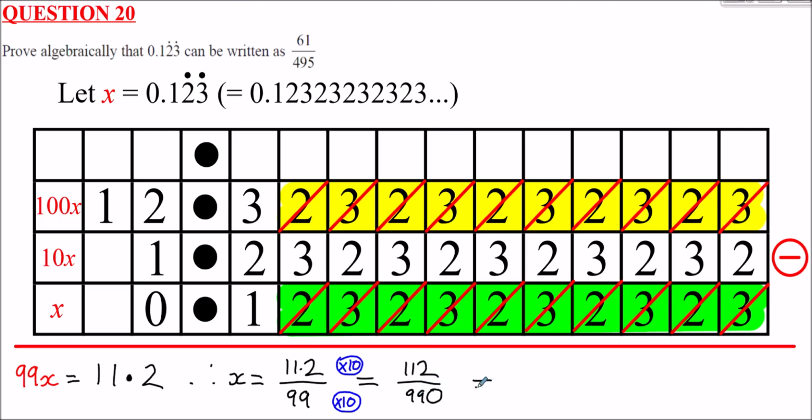And finally, we can now halve both top and bottom. So if we now divide by 2, we get exactly what we need. Therefore, the question's complete. Half of 112 is indeed 56, and half of 990 is 495. Therefore, we've proven it, and we're done.